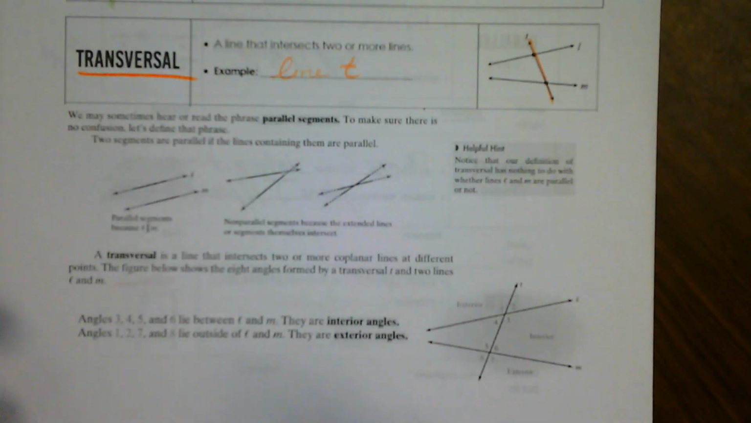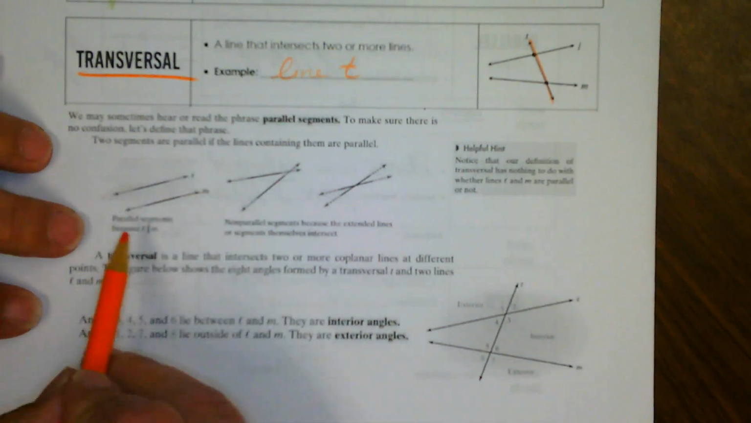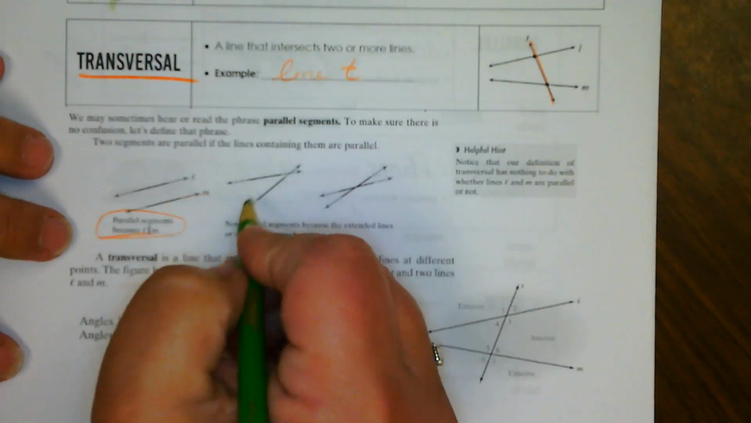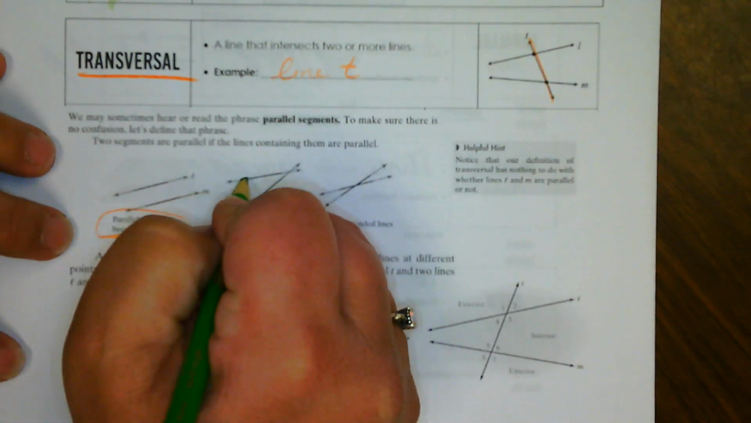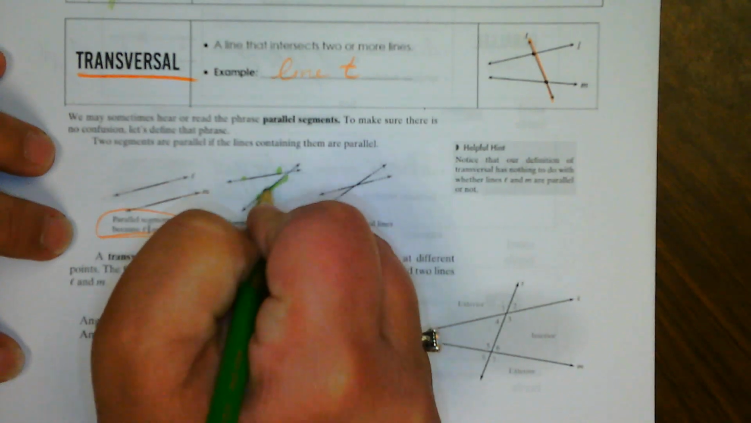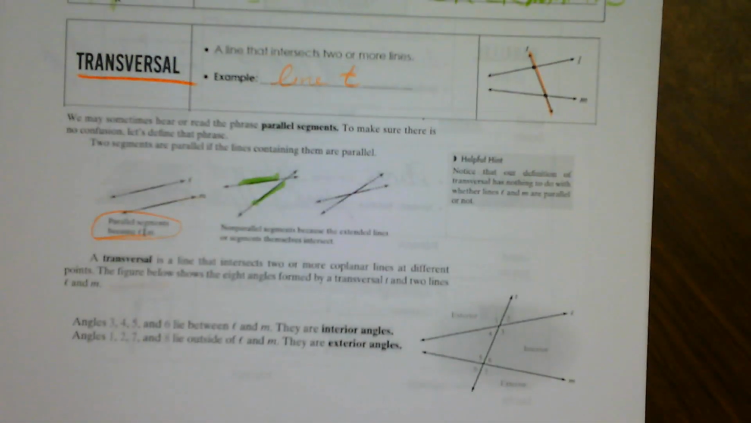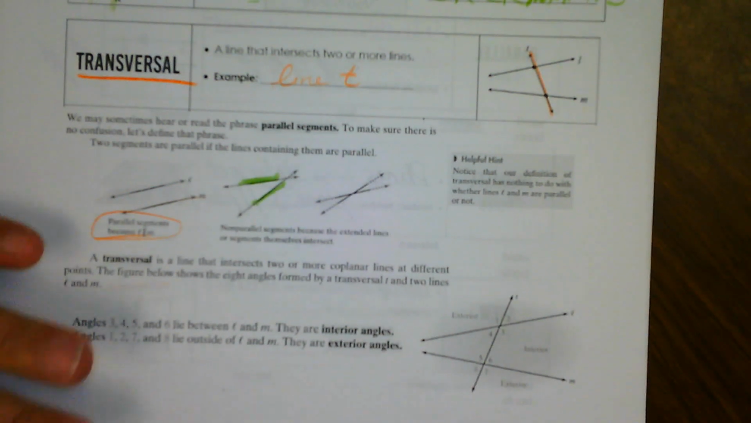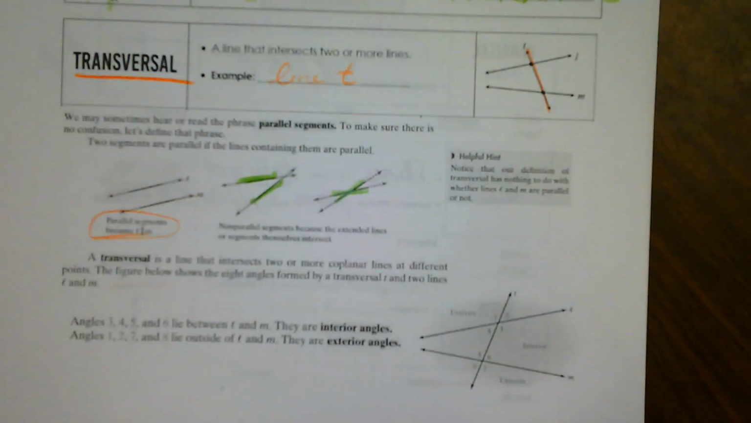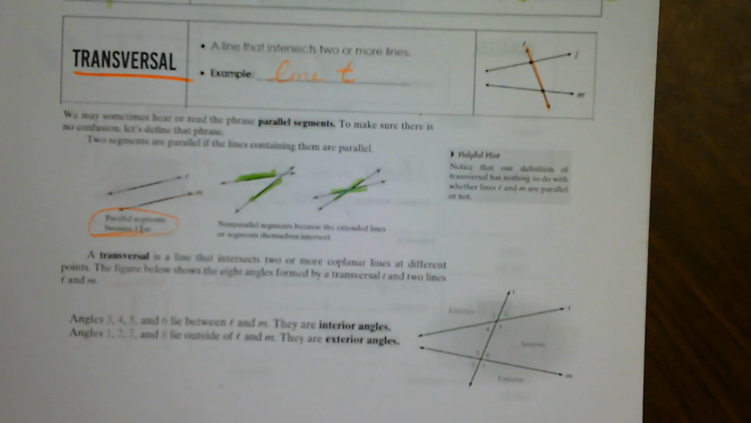Okay? So these two lines are parallel. These two lines are not parallel. So if I took this little segment here and this little segment here, just because those two pieces of those lines don't cross, doesn't mean they wouldn't eventually cross. Okay? So those are non-parallel. And the same thing here, obviously, these two segments cross, so those are non-parallel.